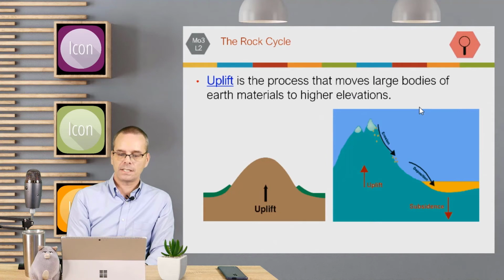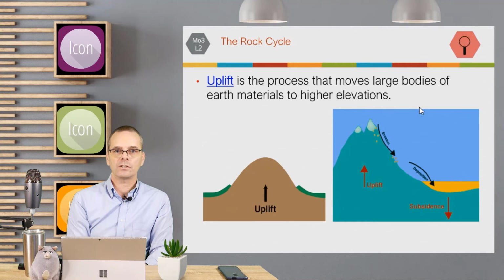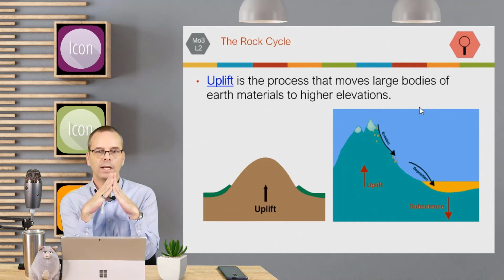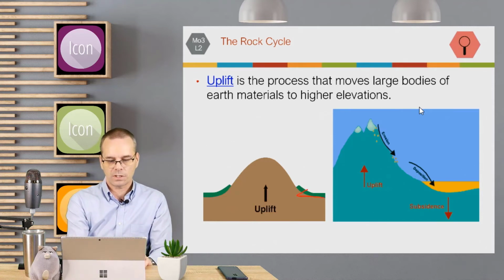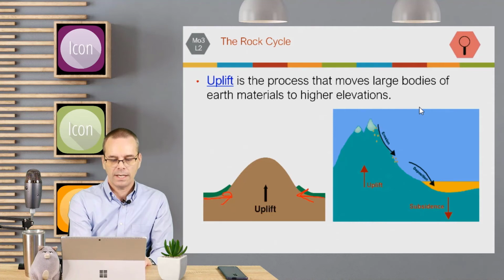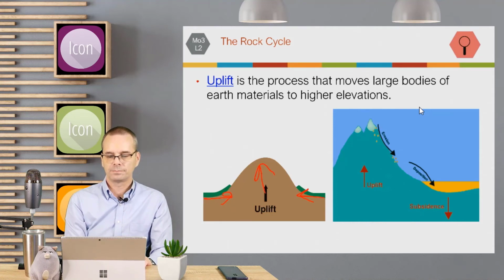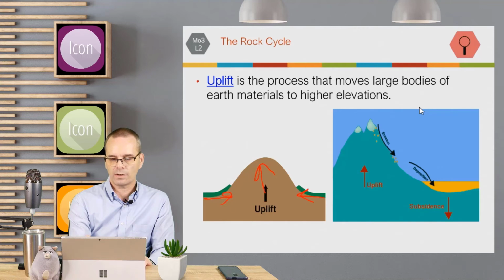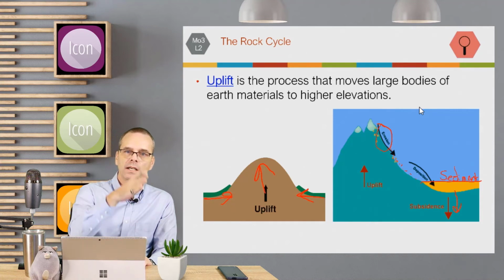Now, uplift is the process that moves large bodies of earth materials to higher elevations. So you might have two plates that are pushing together, and it just pushes the earth's surface up. As one moves this way and the other moves that way, it forces everything to go up. Then as it gets up, it gets weathered, and then you get erosion, and all the little pieces go running down and deposit again as sediment. And then that sediment is pushed down, where it starts the rock cycle over again.